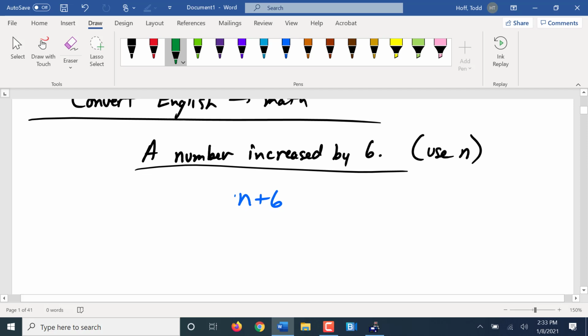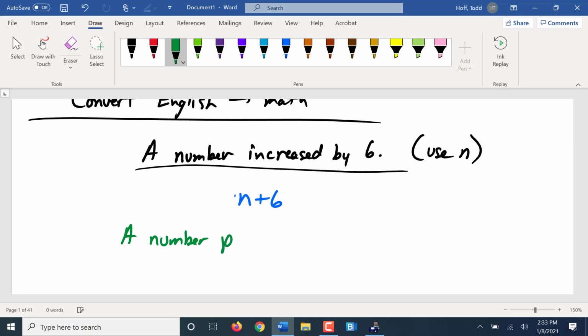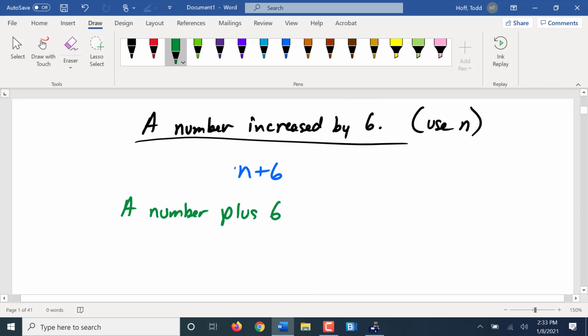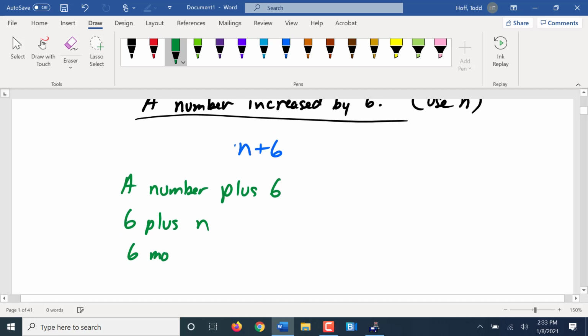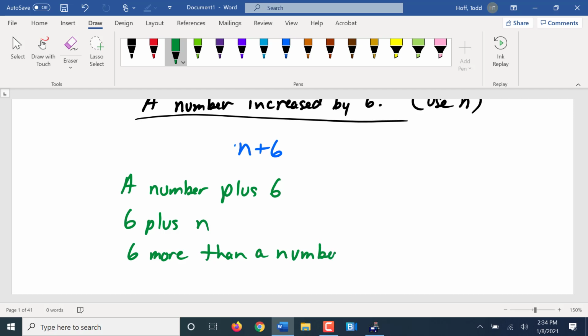We could have a number plus 6, probably the most basic one. Can anybody think of any other examples? Six plus n, that works. 6 plus n or 6 plus a number. The one that often confuses people is this one, 6 more than a number. 6 more than something means 6 has been added to it.